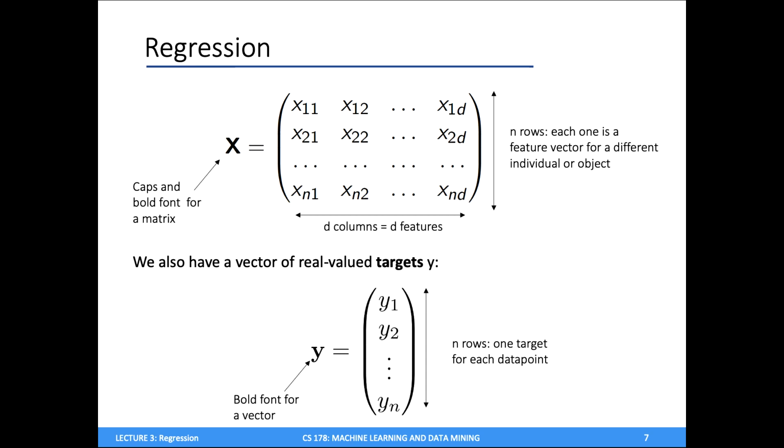And some more reminders on notation from Wednesday's lecture. If we have more than one data point, we'll often take all our data and stick it into a big matrix. We'll use caps and a bold font to represent any matrices in this course. So a bold-faced capital X represents a data matrix, where every row in this matrix corresponds to an individual data point, so an individual feature vector. We have n of these rows, so n data points, and we have d columns, 1 column for every different feature. Since this is a regression problem, we also have some vector of real valued targets y. So y1 is the target for the first data point, and so on and so forth.